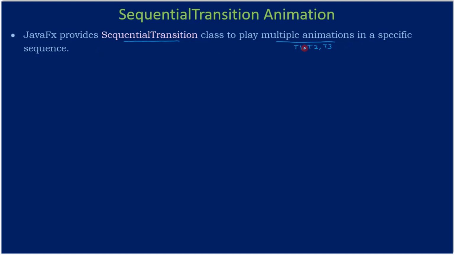That means T1 is played first. Once T1 is finished, T2 will start, and once the T2 animation finishes, T3 will start. And we played that in both directions. So we know the auto reverse property. When you use auto reverse, the sequence will change: T3, then T2, after that T1.